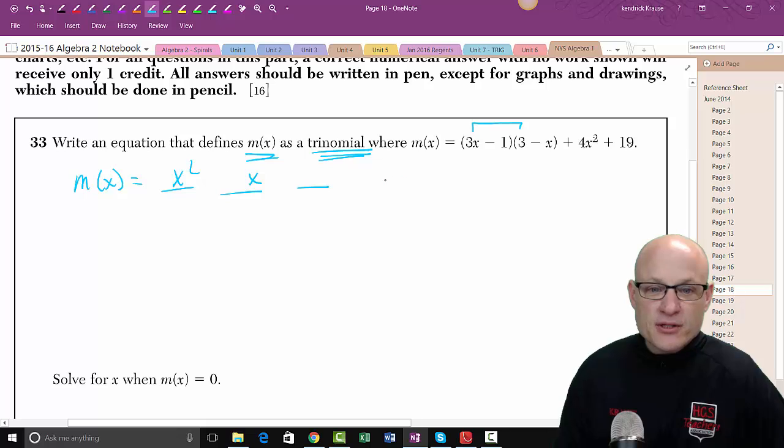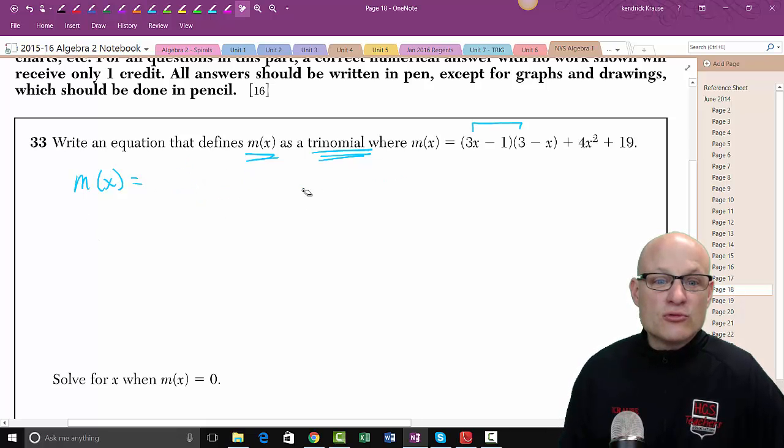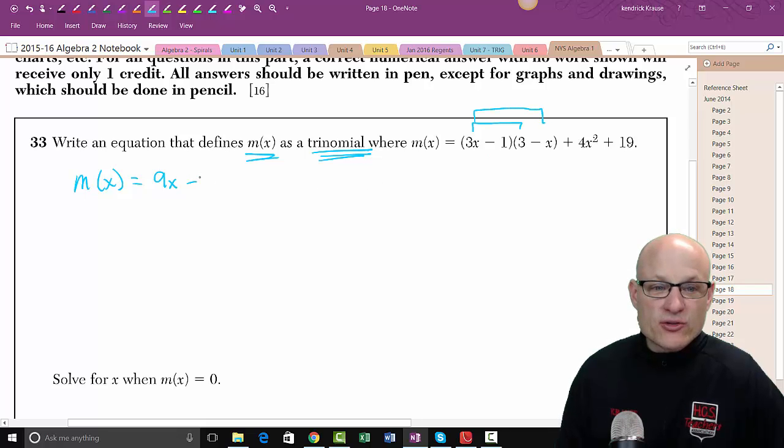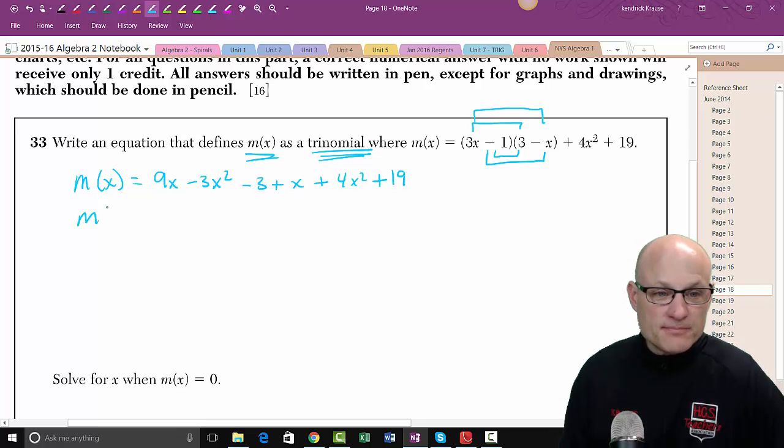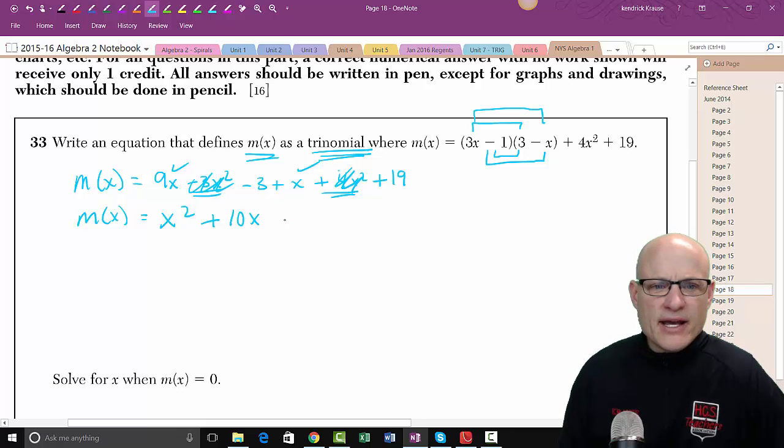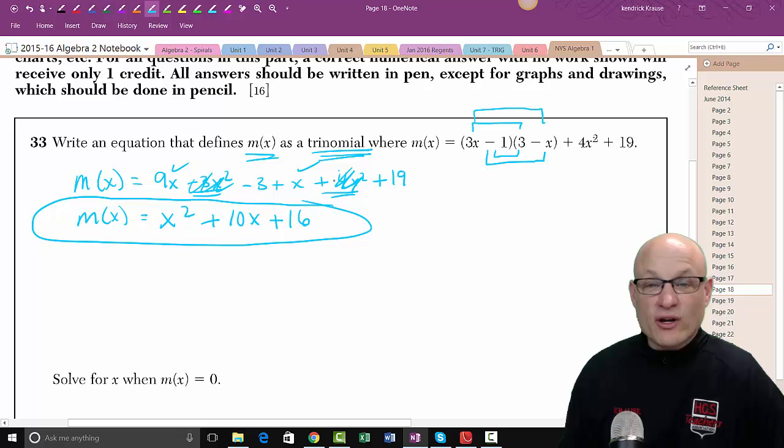We'll double distribute here. So I get m of x equals, this is going to be 9x minus 3x squared minus 3 plus x plus 4x squared plus 19. All right, so let's clean this up. This and this make x squared. That's good. 9 and 1 make 10. And negative 3 and positive 19 make positive 16. So that's that. Relatively straightforward. Nothing wrong there.